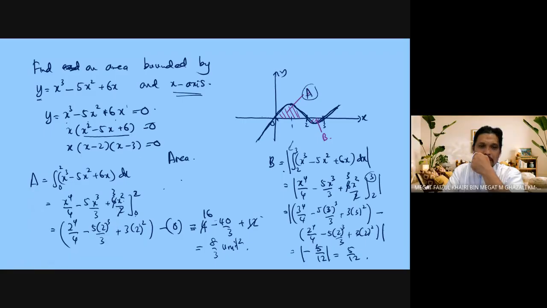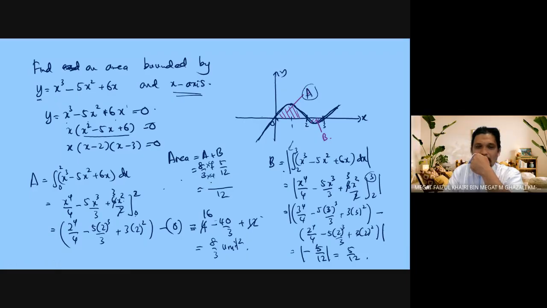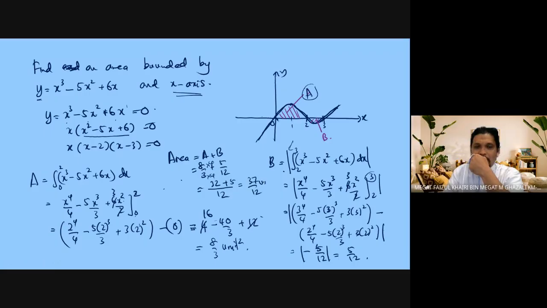So the area, which is A plus B, equals 8 over 3 plus 5 over 12. We equalize the denominator to 12. So 3 times 4 equals 12, and 8 times 4 is 32. 32 plus 5 is 37 over 12. The unit is an area, so unit square.